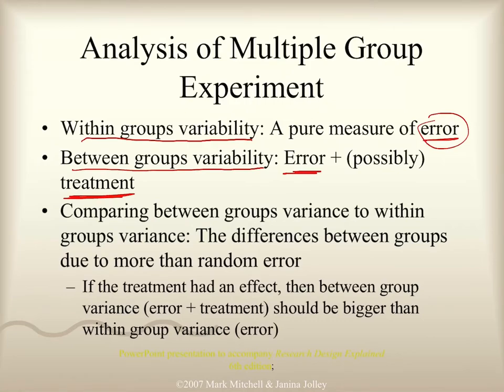If the treatment did have an effect, then our between group variance, which is our error plus treatment, should be bigger than our within group variance. In other words, drug A should be different enough from the control group that it's bigger than we would expect by chance alone. That difference is bigger than we would expect by chance alone.